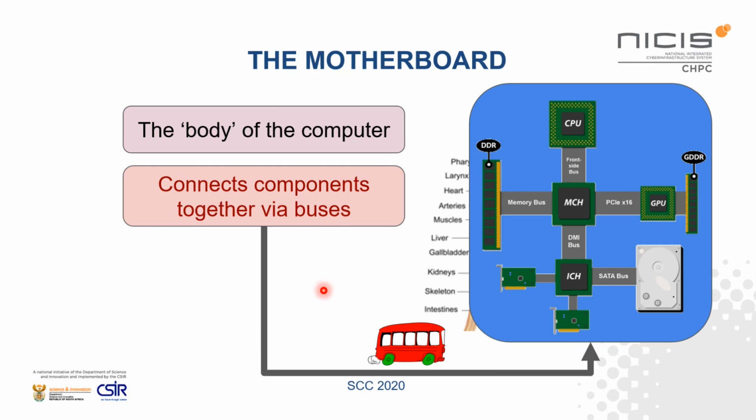This communication between the components is achieved by what is called a bus. For example, the memory uses a memory bus, the CPU will use a frontside bus, the disk drives might use a SATA bus, and so on.